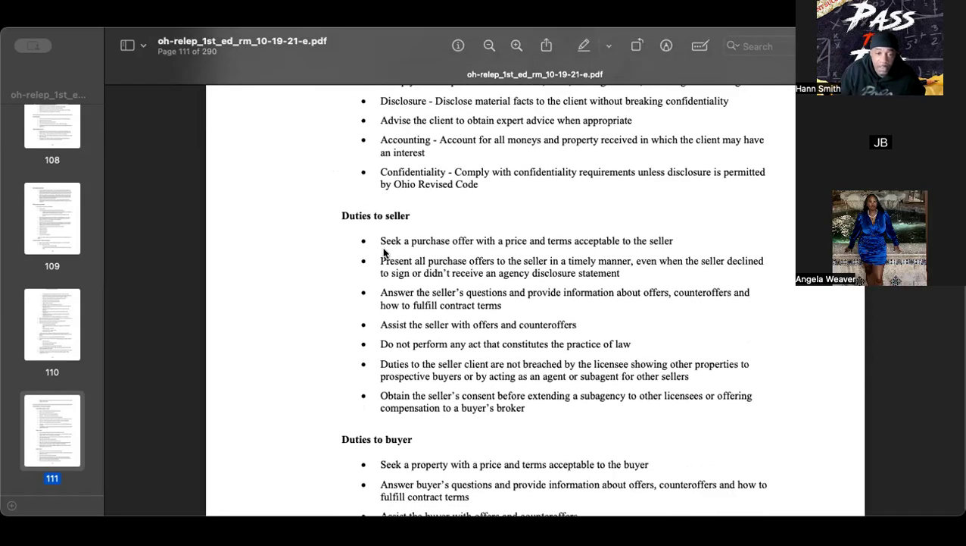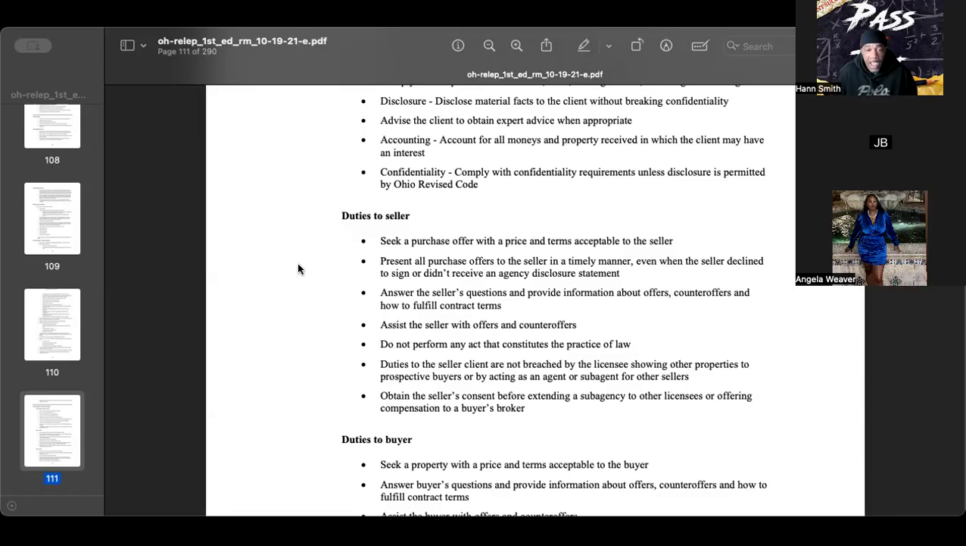Duties due to the seller. Seek a purchase offer with a price and terms acceptable to the seller. These are your duties to the seller. Present all, now this is important, this will be on the test. Present all purchase offers to the seller in a timely manner, even when the seller declined to sign or didn't receive the agency disclosure statement. So if you get an offer on the seller's house, give it to them. You can't say, okay, well, the house listed for 100,000, you just sent me a $50,000 offer. You still have to give it to them.